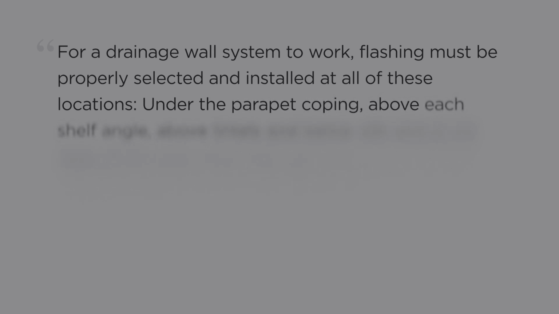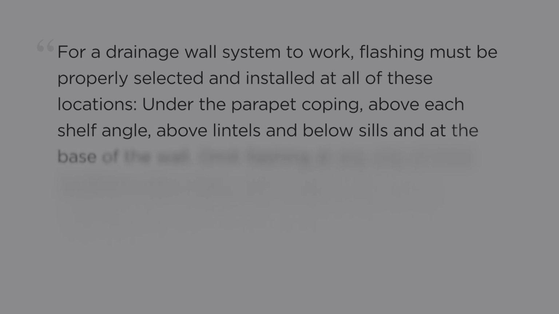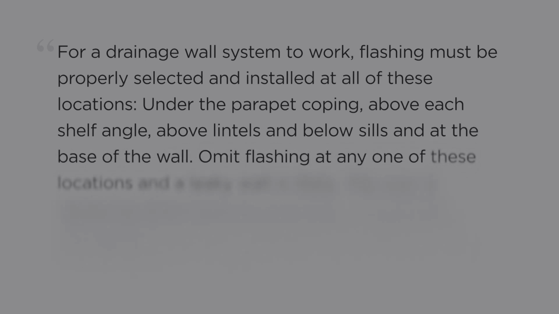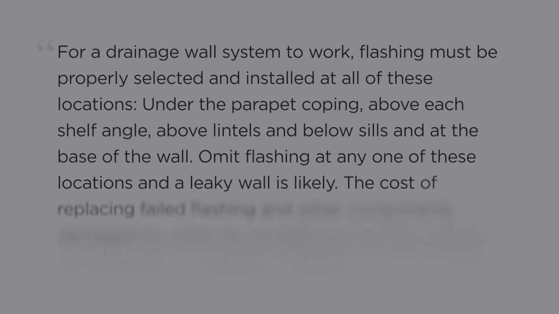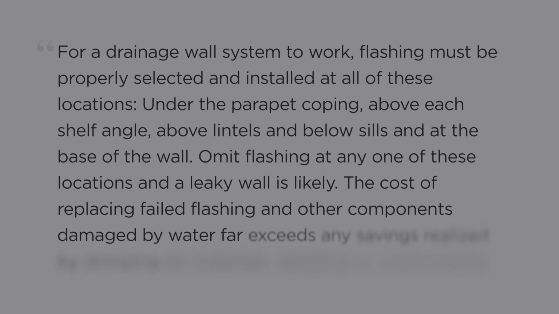For a drainage wall system to work, flashing must be properly selected and installed at all of these locations: under the parapet coping, above each shelf angle, above lintels and below sills, and at the base of the wall. Omit flashing at any one of these locations, and a leaky wall is likely. The cost of replacing failed flashing and other components damaged by water far exceeds any savings realized by skimping on materials, detailing, or workmanship.